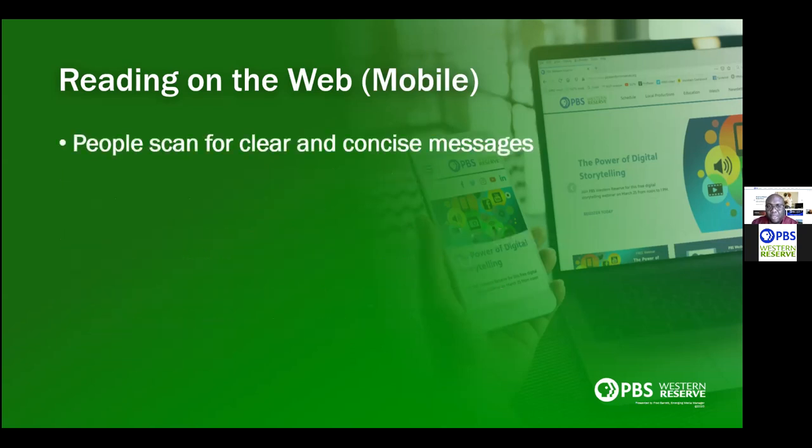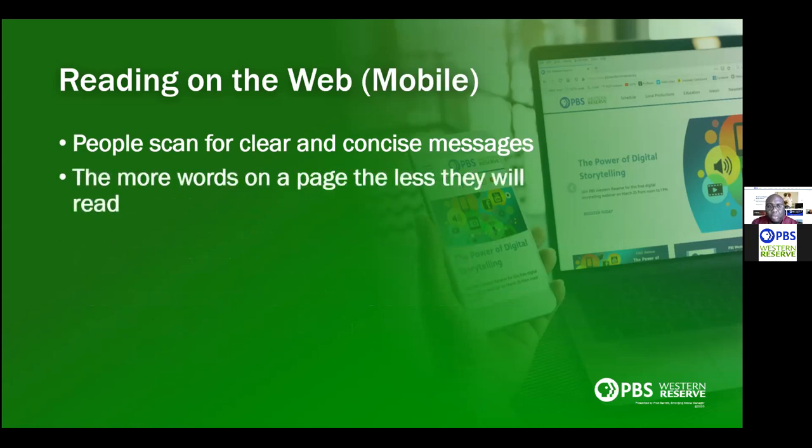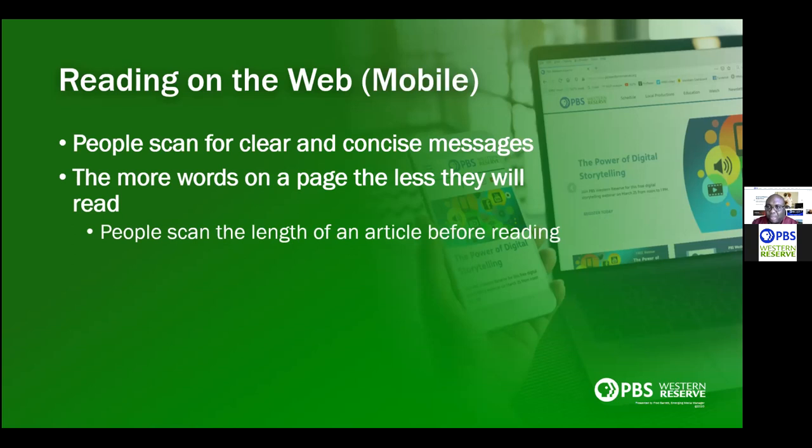People scan for clear and concise messages. Clear and concise means short words, short paragraphs. We're going to get into that later. The more words on the page, the less they will read. Again, this is on mobile, not on desktop. People scan the length of an article before reading. Long paragraphs actually deter actual reading.